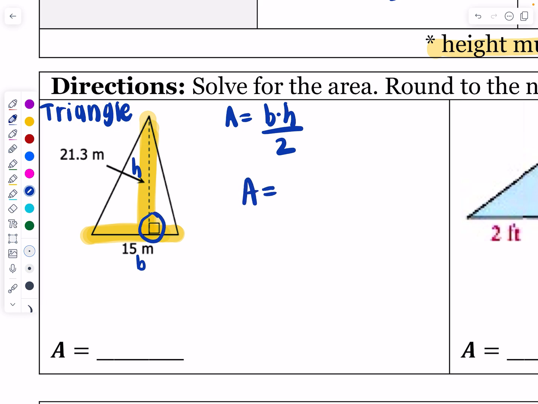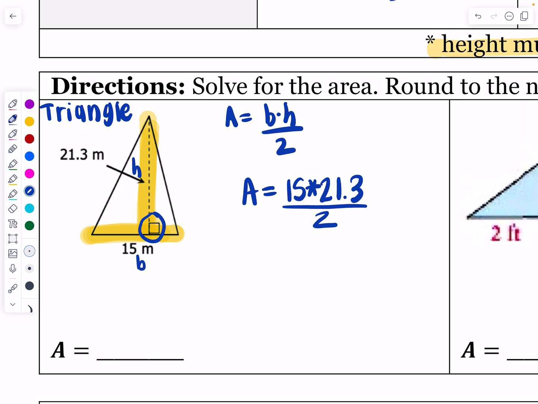So I'm going to do base is 15. I'm going to do that times 21.3. And then I'm going to change that to a star so you can't tell it's not a decimal point. Base times height divided by 2. Okay. If you put 2 of these together, you could form a rectangle. So it's just going to be divided by 2 for our area. 15 times 21.3. And then you divide that by 2.